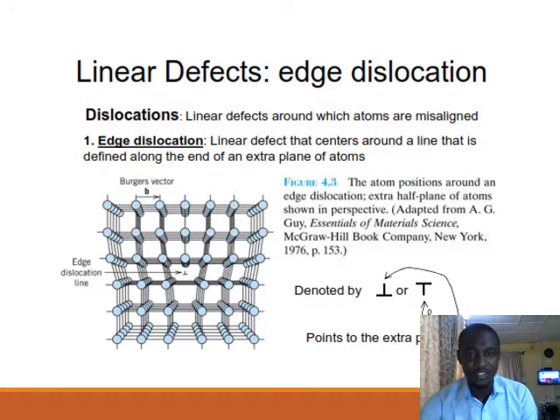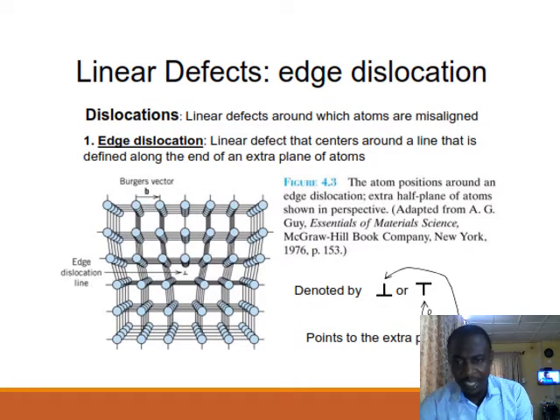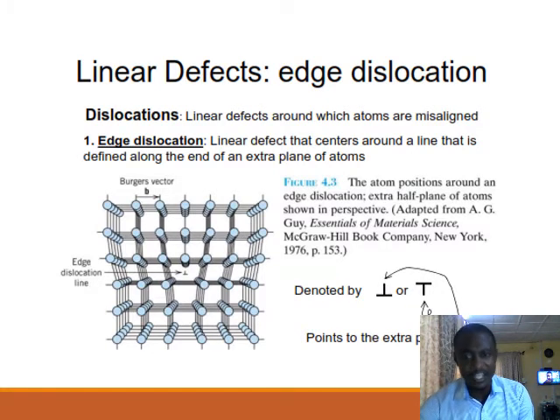If you look at the structure, you will see that on the vertical there are six atoms. But if you get to the fourth column, you see three atoms. So that column is an incomplete plane. That incomplete plane can move, and as it is moving, you can term it a dislocation movement.